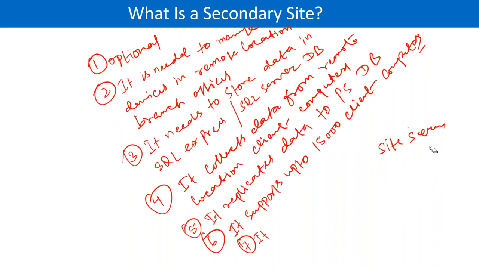Now, you have site system. Site system is another thing. A site system will not be primary, not secondary, not central. It will be a plain server, and on that server we can host a couple of roles, either one or more than one. Let's say we can host MP and DP on a separate box, but this box is not primary, not secondary, not central. So it will be called a site system.